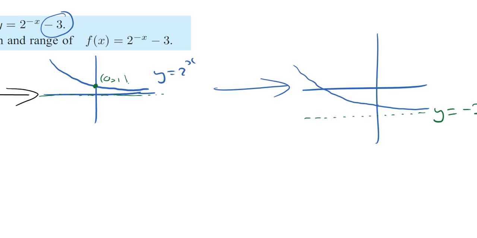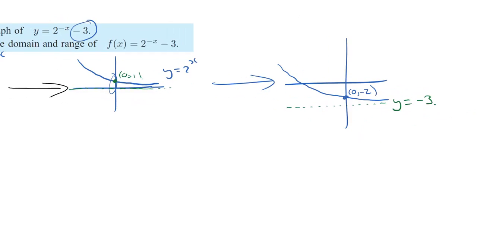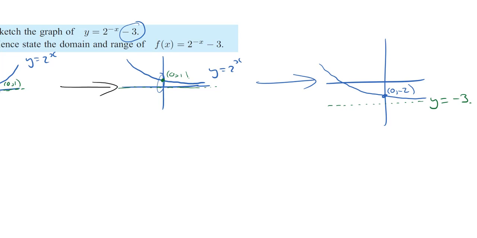Now, where does it cross this axis? Well, it doesn't cross at minus 3, of course. It didn't cross at 0 before. It's going to cross at 0, minus 2, 1 up from that asymptote line, just as this one was 1 up from the asymptote line earlier. So there is my function, let's write that down, shall we? So that is y equals 2 to the minus x minus 3.